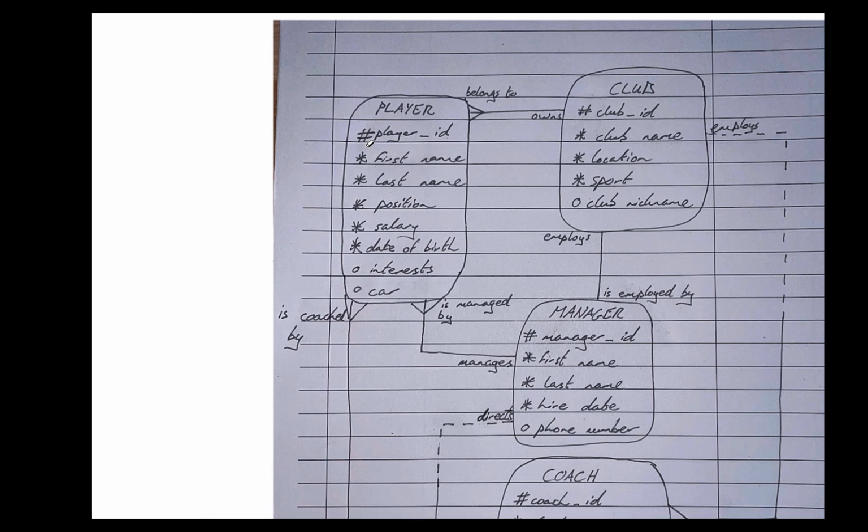So here we have player, club, manager. Manager has one ID, and then coach. And you can see player has some relationship with club, and each player must belong to, okay? This solid line means must belong to one and only one club, okay? So here obviously one player cannot join multiple clubs at a time, okay? And similarly, a club must employ one and only one manager, right? And then we have a coach, and obviously club.